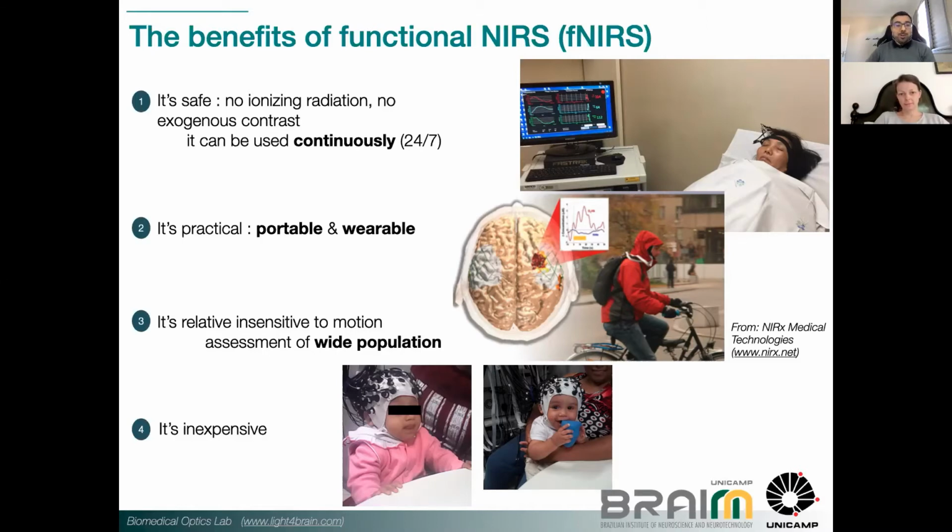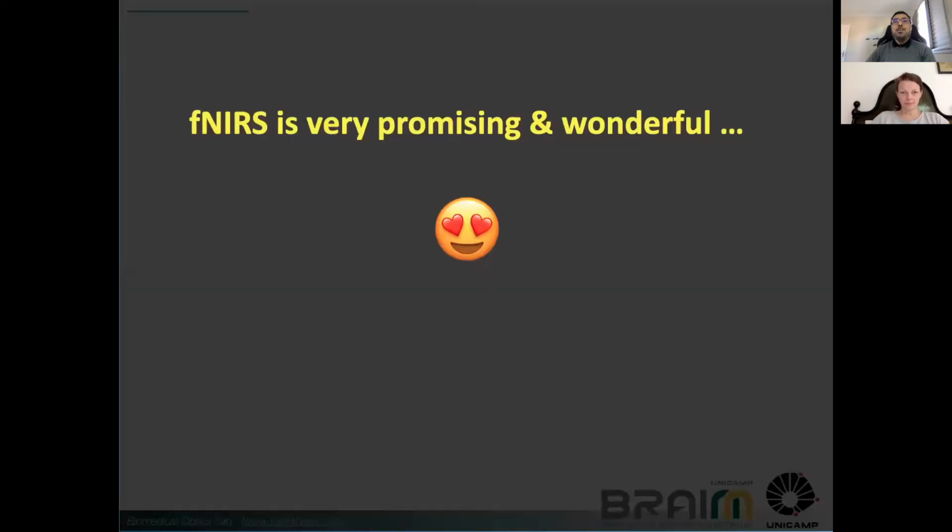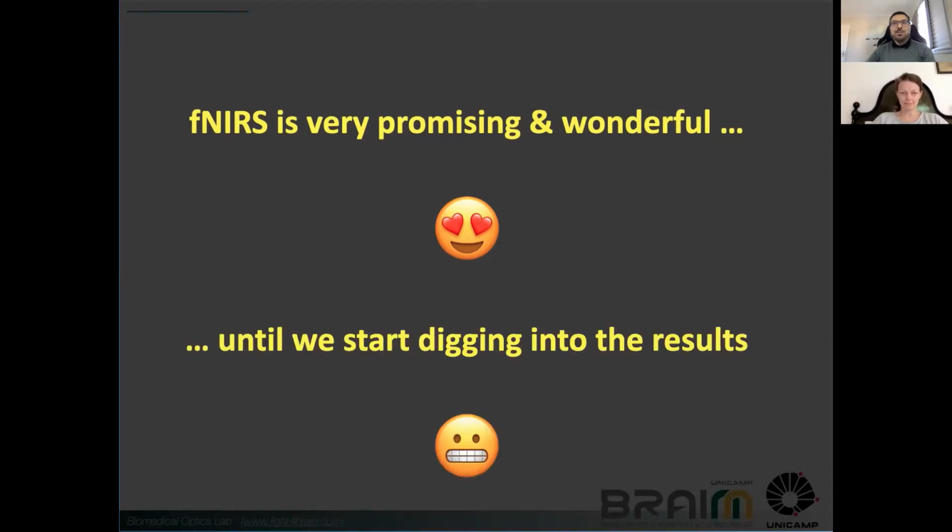So I don't need to convince, I guess, this audience about the benefits of fNIRS, because if you're here, probably you're interested in this. But the way we looked at this just tells us that maybe fNIRS is very promising. It's a wonderful technique, right? And that's true until you start digging into the results, right? Everyone who has experience with fNIRS knows that it's very attractive. It's even easy to do the experiment itself.